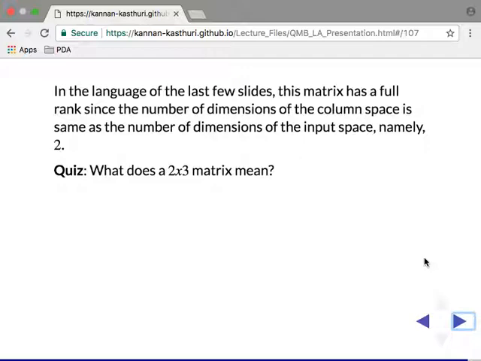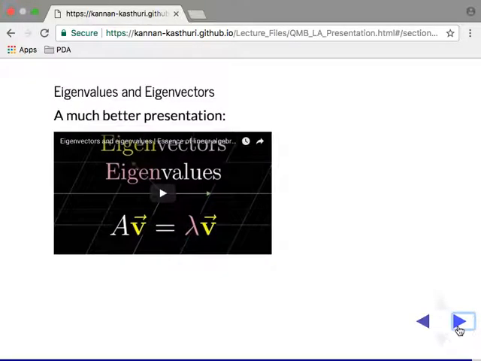Basically, it just means that a 3-dimensional vector is mapped to 2 dimensions. So the i, j, and k are mapped in the plane. So the 3 dimensions are mapped to 2 dimensions. I mean, 3 vectors in 3 dimensions are mapped to 3 vectors in 2 dimensions.